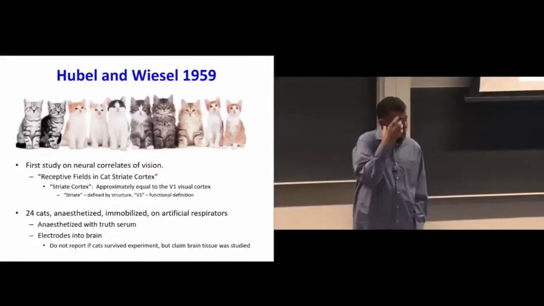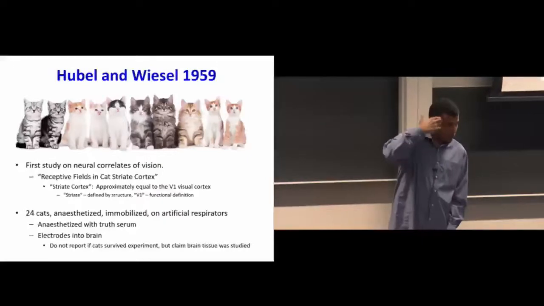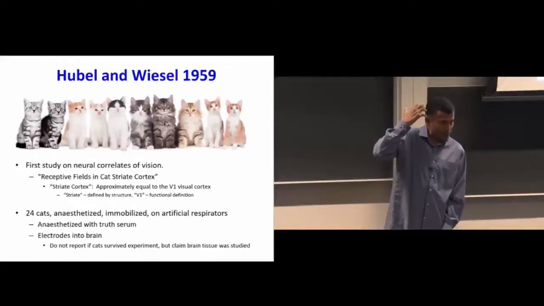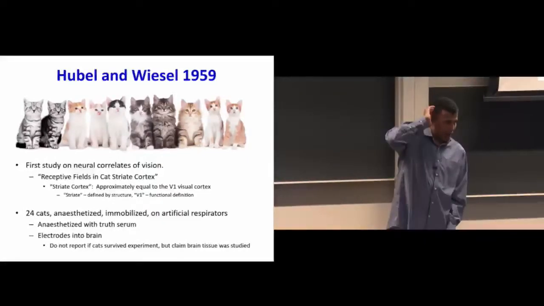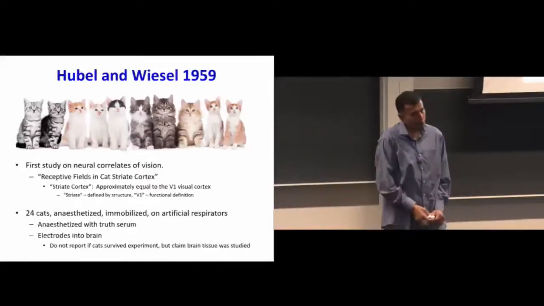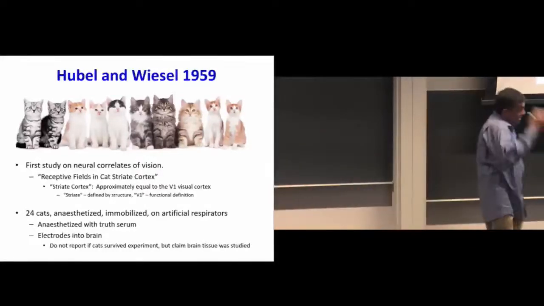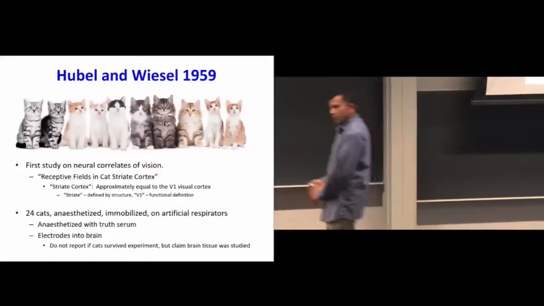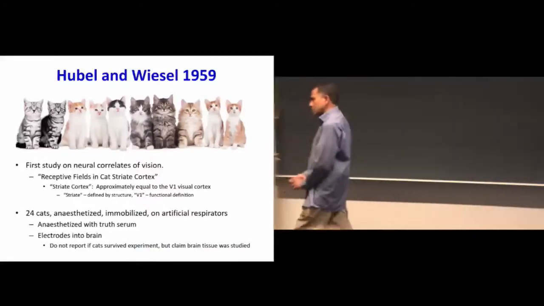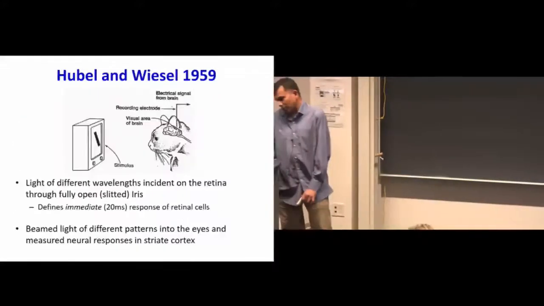You'd expect that things would get processed serially backwards, but it's the exact opposite. They first go to the back, and then the signals come forward. It's kind of weird. So anyway, they studied the V1 neurons that actually capture the input from the eye.